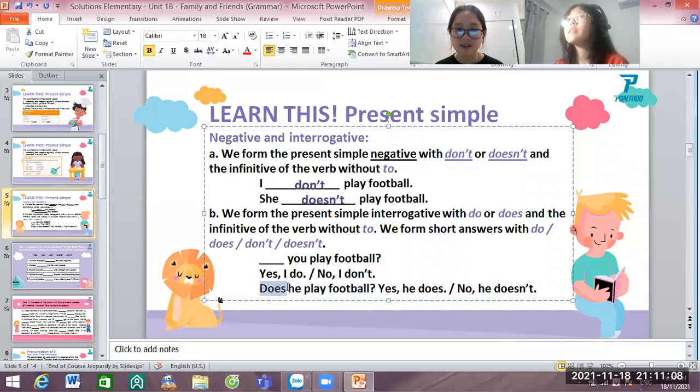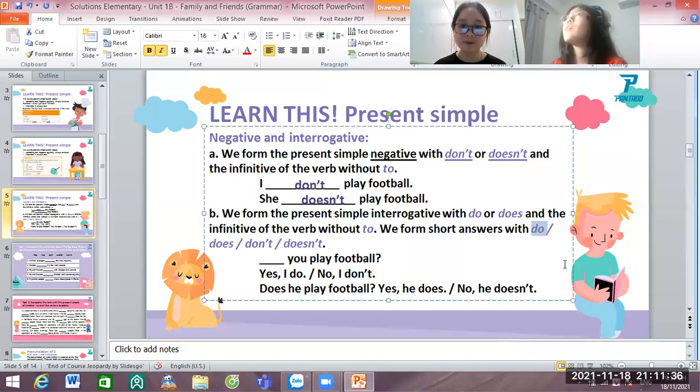Do you know the beginning of the sentence here? Okay, and we form the short answers with do, does, don't, or doesn't. For example, when I ask you something like, do you play the piano? You would say, no, I don't. So the short answer will be yes, I do, or no, I don't. Yes, she does, or no, she doesn't.